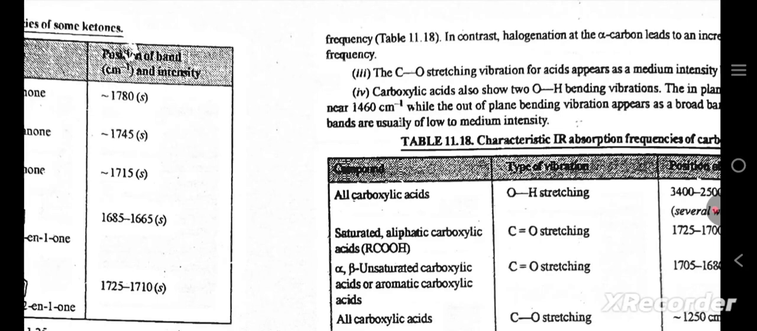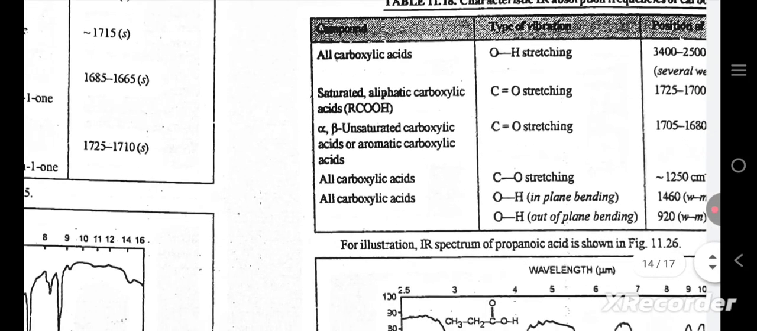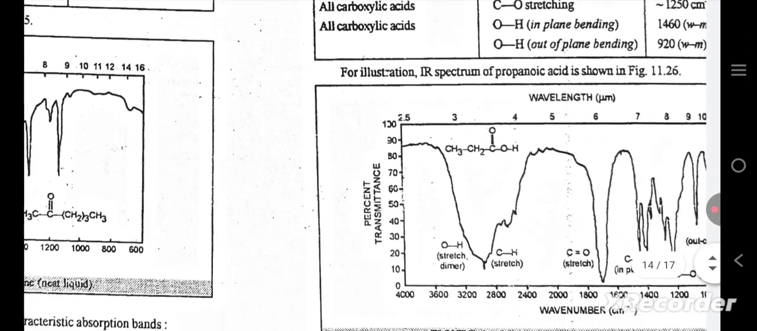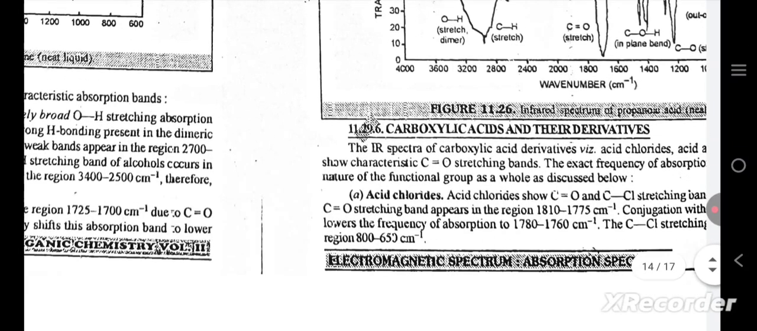Carboxylic acids also show the OH bending vibration, the in-plane near 1460 cm⁻¹, while the out-of-plane bending vibration appears as a broad band; these are usually of low to medium intensity. For illustration, the IR spectrum of propanoic acid is shown in figure 11.26. Carboxylic acid derivatives.